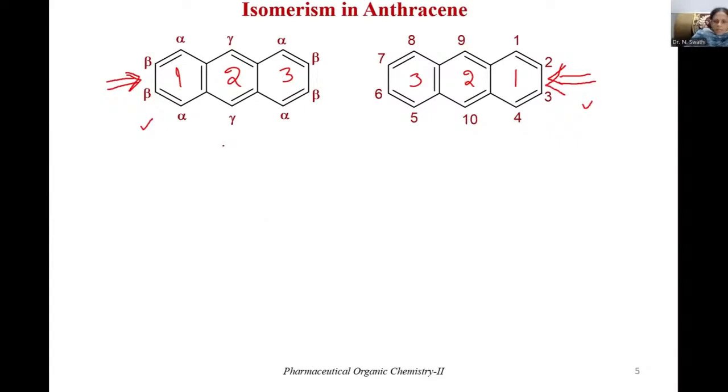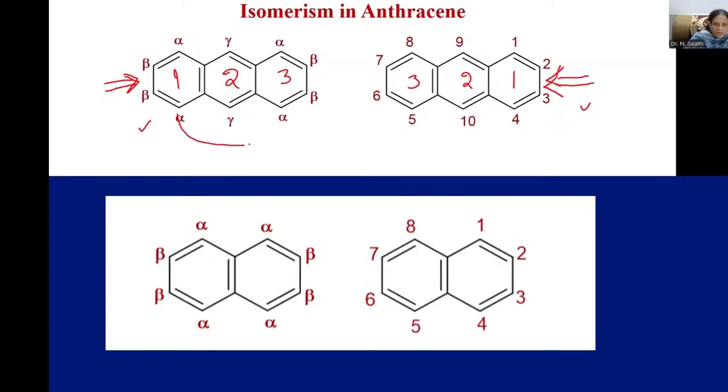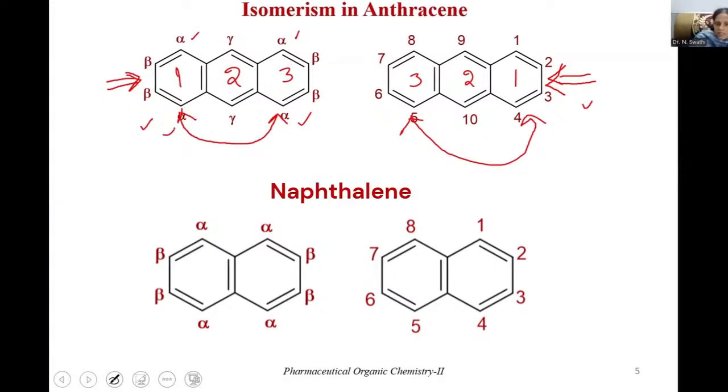Try to relate this isomerism, or the different positions present in anthracene, with respect to naphthalene, whatever you learned. Naphthalene consists of only two aromatic ring systems. Those two aromatic ring systems of naphthalene you can consider as the 1,3 rings in the structure of anthracene. Let us consider that the 1,3 rings are adjacent to each other, then it becomes naphthalene.